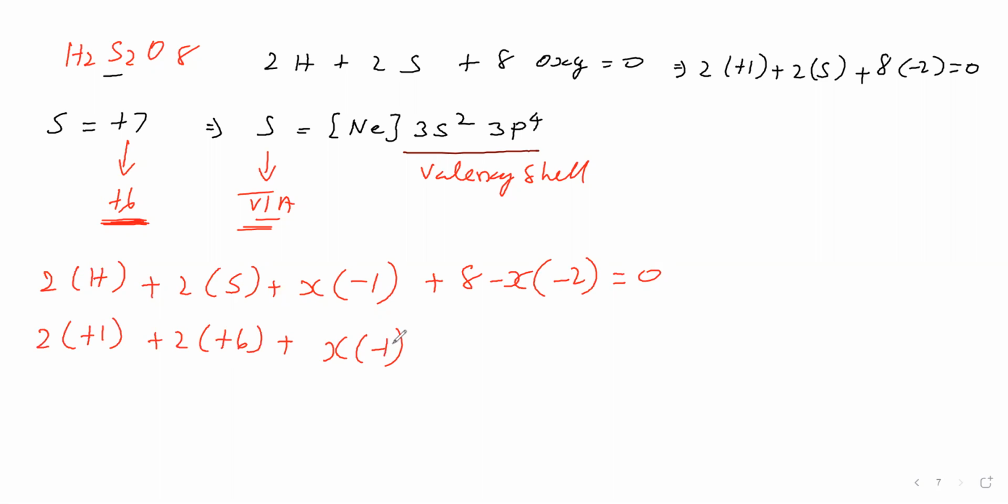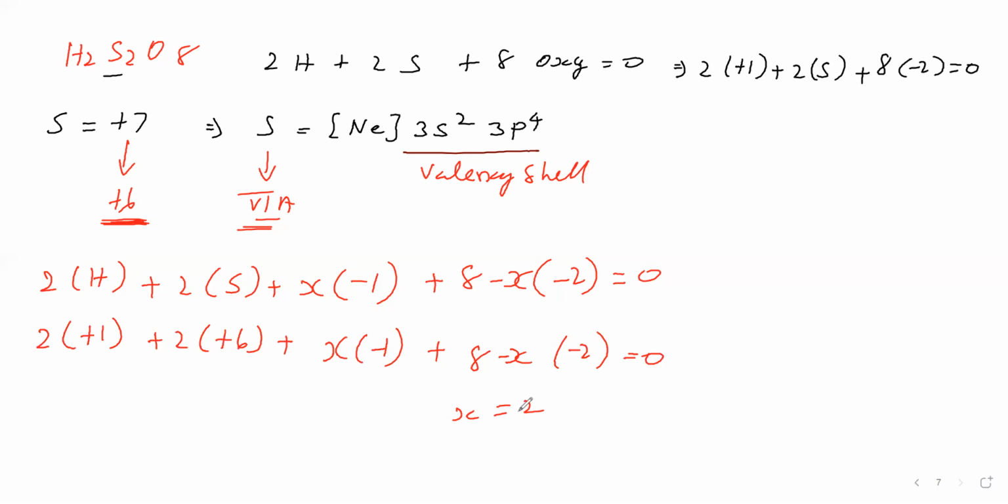An oxygen with -1 means peroxide, and a -2 oxygen means oxide. How many oxygens? 8 minus x equals 0, so we can find x. We get x equal to 2. That means out of 8 oxygens, 2 oxygens carry -1 oxidation number, and the remaining 6 oxygens carry -2 oxidation number.